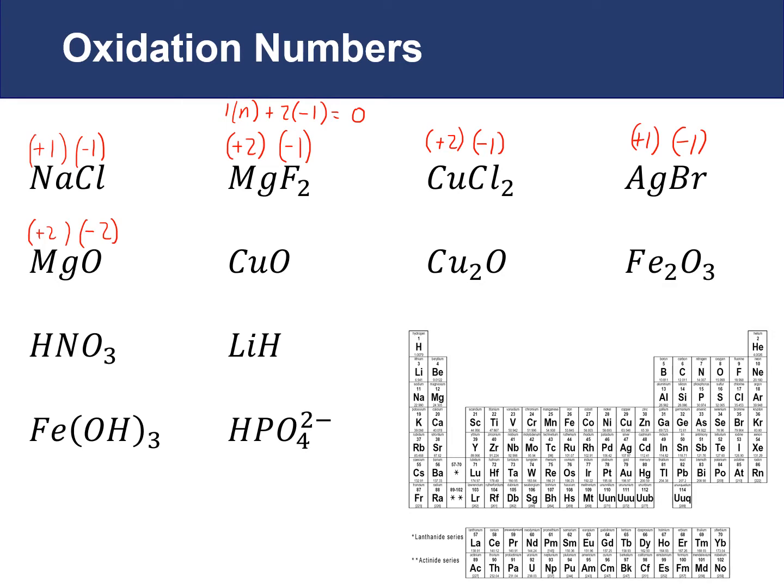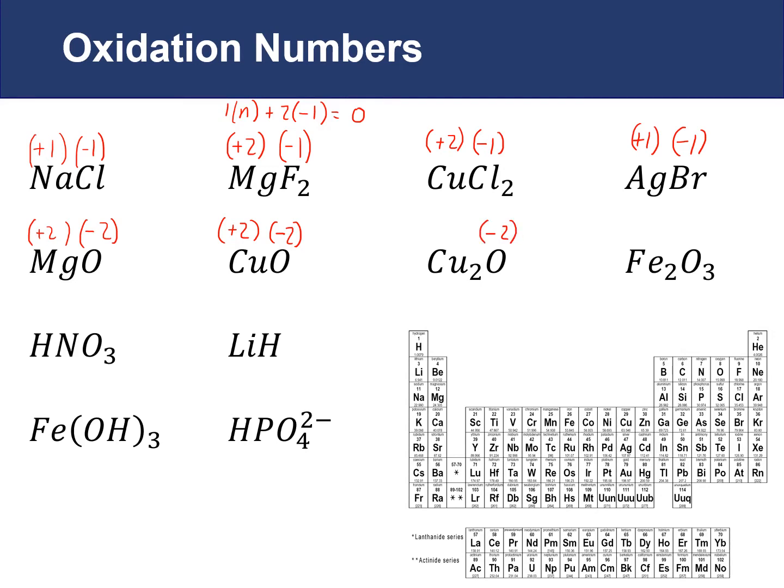Copper oxide, or copper 2 oxide, the oxygen is going to be a -2. The copper, to balance out the oxidation number, should be +2. Copper 1 oxide, the oxygens are each, well, there's one of them, it's going to be a -2.